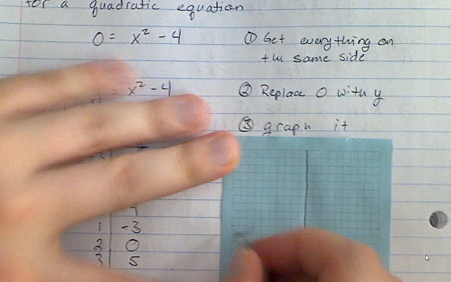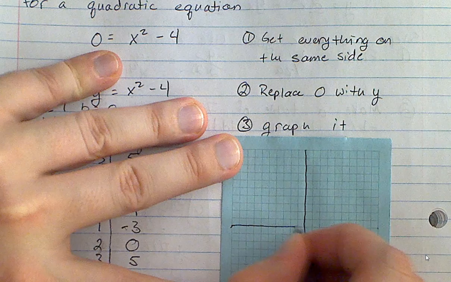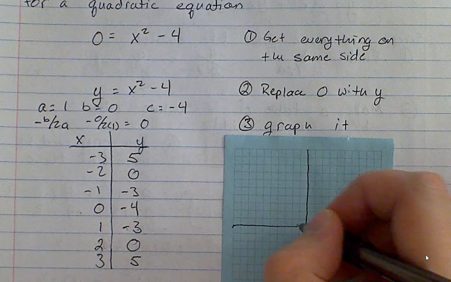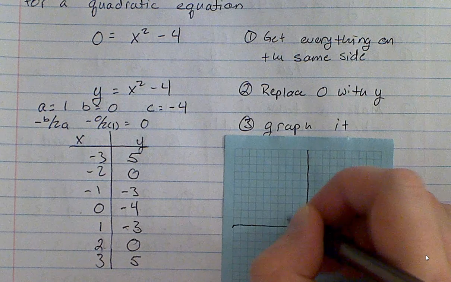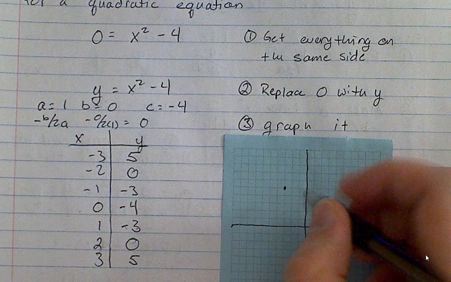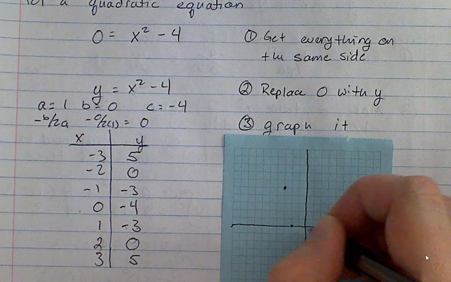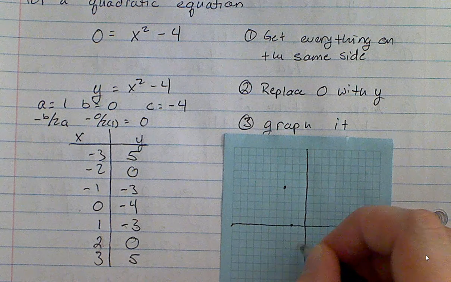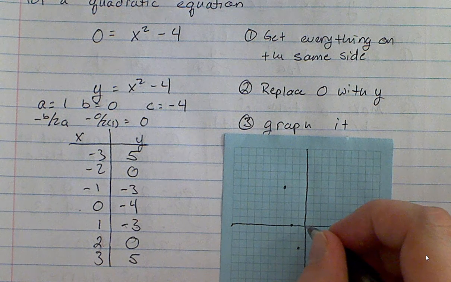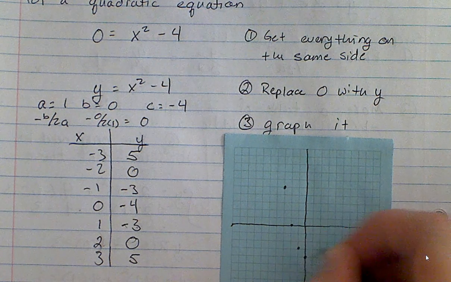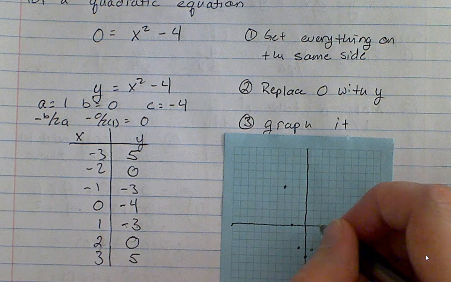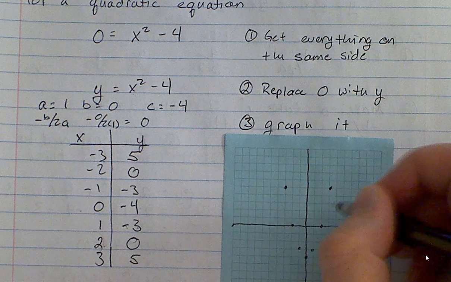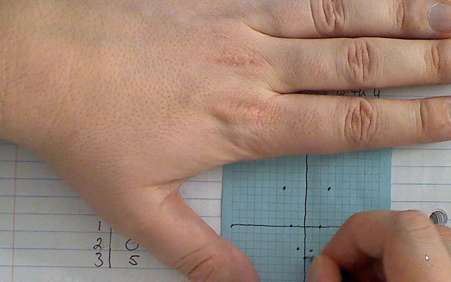So there's the y-axis. Here's the x-axis. I'm going to put down negative 3, 5. So 1, 2, 3, 1, 2, 3, 4, 5. Negative 2, 0. Negative 1, negative 3. 0, negative 4. 1, negative 3. 2, 0. And then 3, positive 5. So here's what the parabola looks like when you graph it.